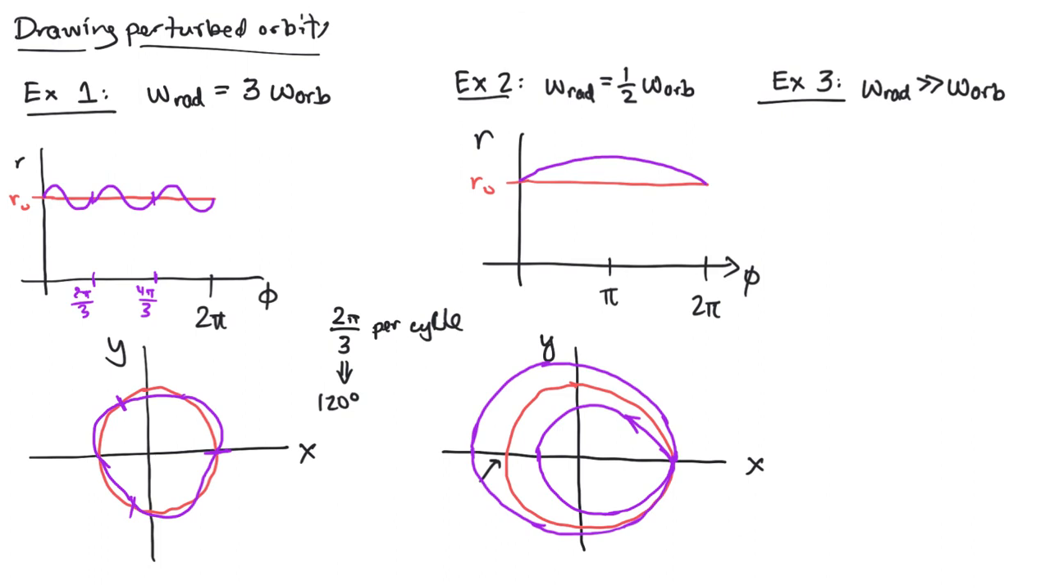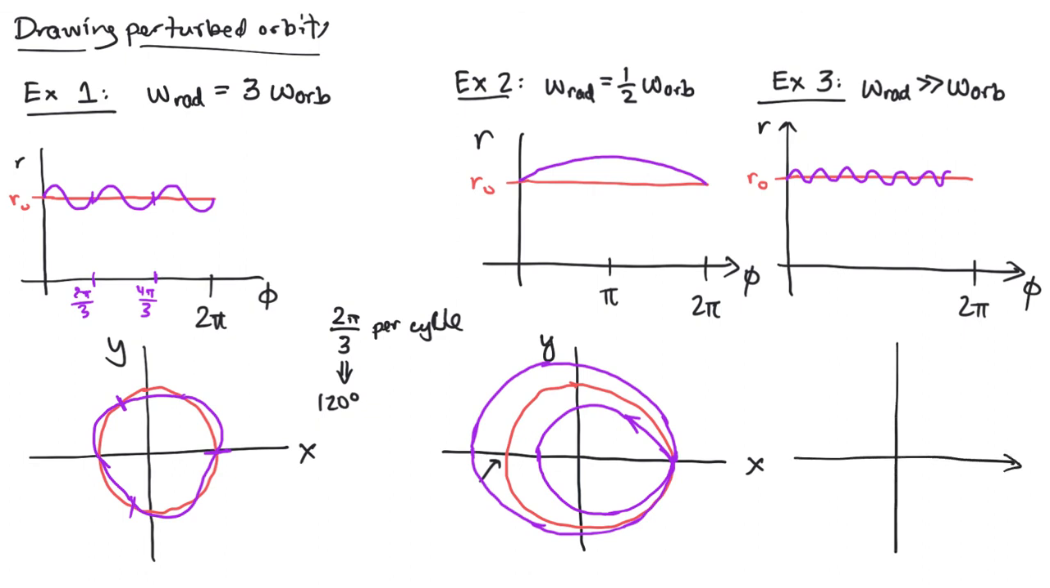Okay? So as a final example, let's consider the case where we're going to have a lot of radial oscillations for every orbit. And in that case, as you might have guessed, we're going to start with our plot of distance from the origin as a function of angle from 0 to 2 pi. We're going to have our circular orbit where the distance is constant. And on top of that, we're going to have a lot of oscillations. So when we move to the plot of the actual shape of the orbit, we're going to have this circular orbit. And then from there, we're going to have a lot of oscillations.